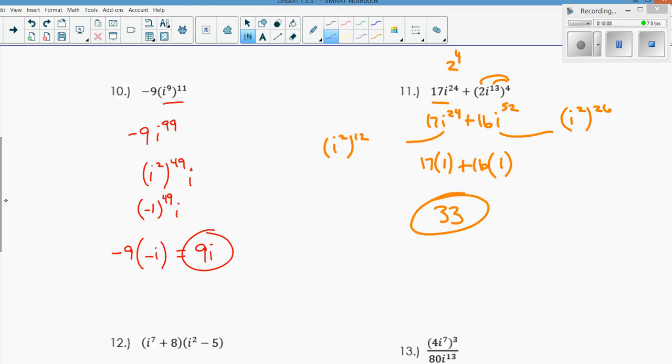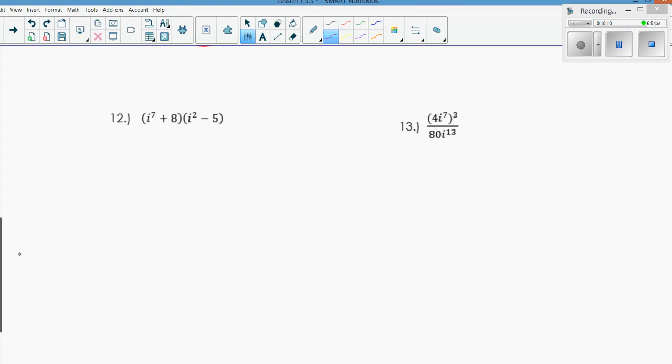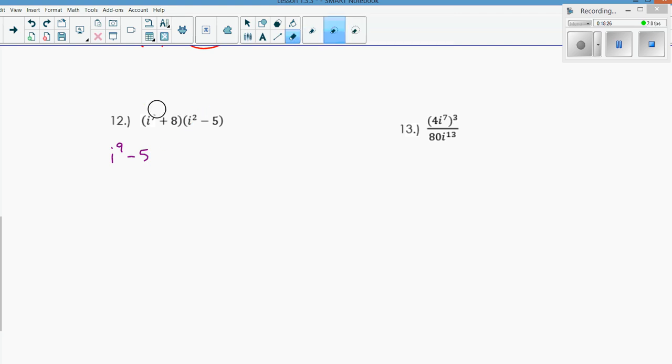Alright, 2 more. Alright, so we got to do binomial times a binomial. So here I go. I add the exponents, so i to the 9th. Here, I have minus 5. Oh my gosh, I keep doing this to you guys. This is what you guys should actually be looking for, and I keep catching myself.